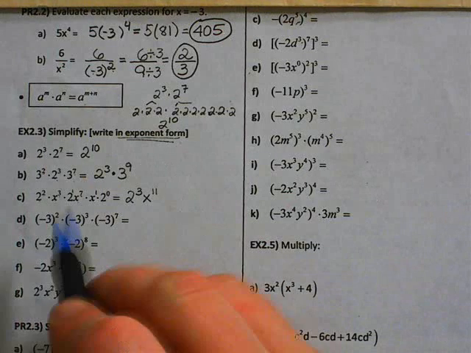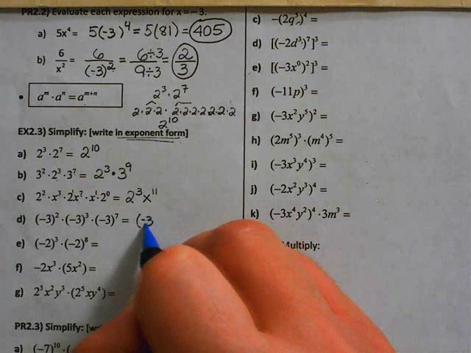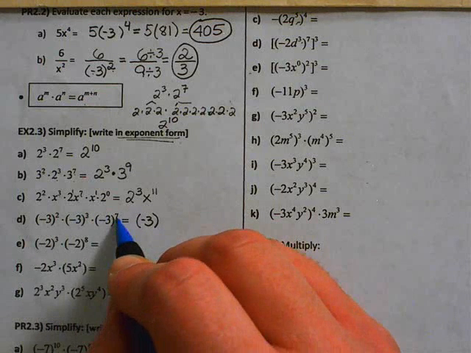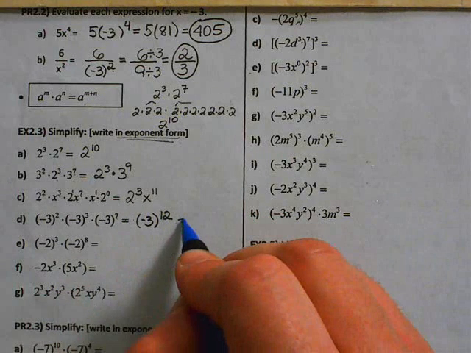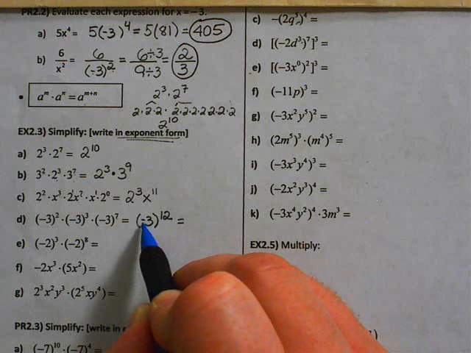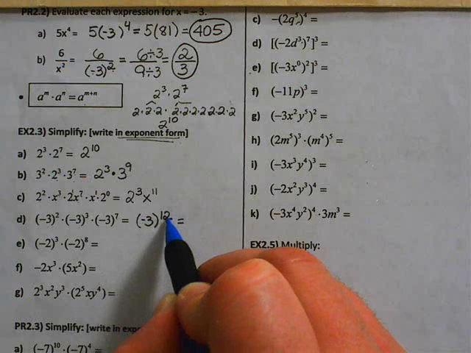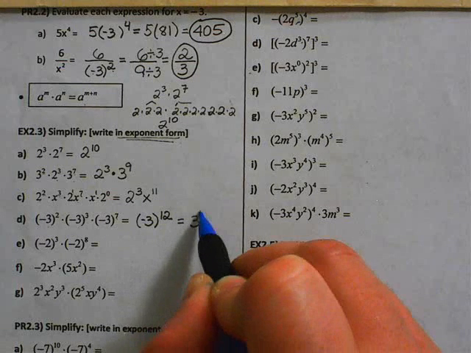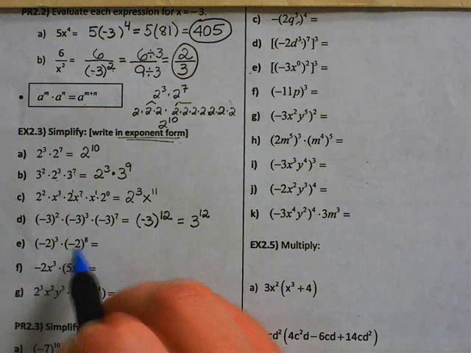Let's continue with letter D. I have the same bases, so what can I do with the exponents? I can add them. My base is negative 3. And my exponents, 2 plus 3 is 5. 5 plus 7 will be 12. Now there's more that I can do to simplify this, because I know the rules of the negative sign. The negative sign rule, remember? If I have a negative number raised to an even power, the negative sign disappears. So that means I can rewrite this as 3 to the 12th, and I don't have to have the parentheses anymore. Alright, let's go to letter E.